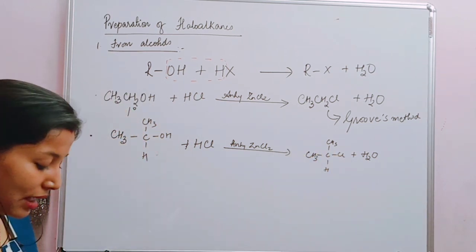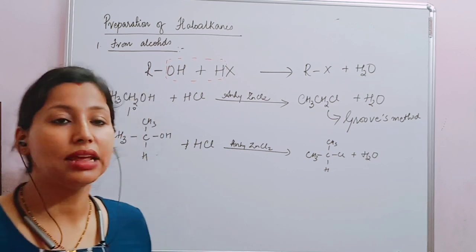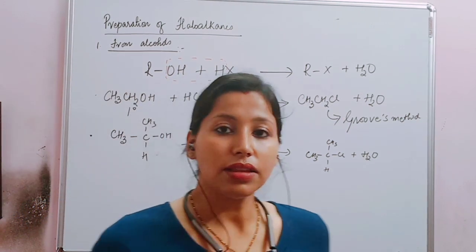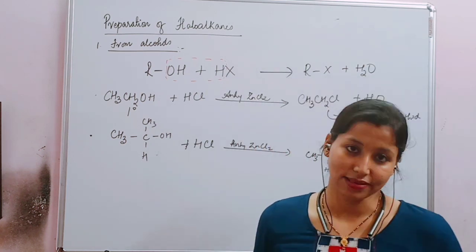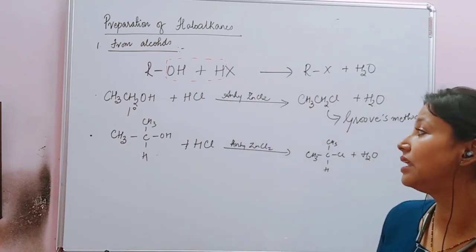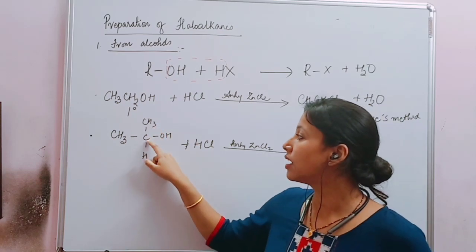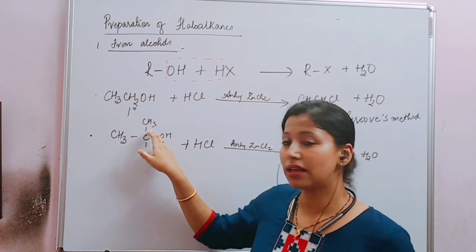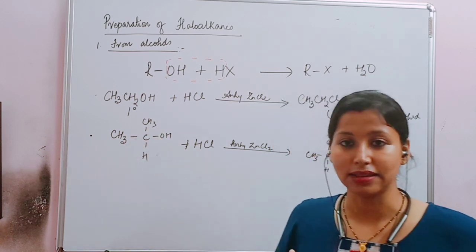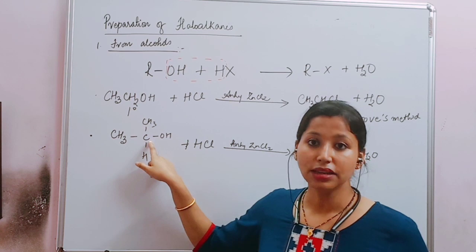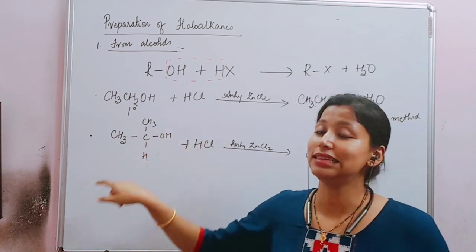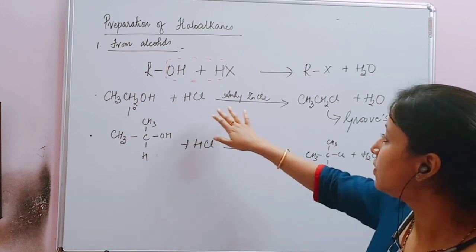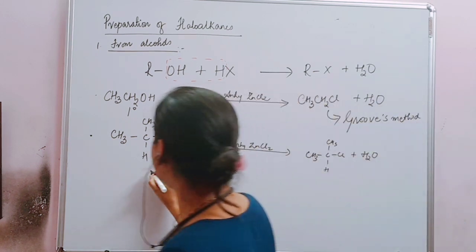Now you must understand the function of anhydrous ZnCl2 here. Anhydrous ZnCl2 acts as a Lewis acid and it will help in the cleavage of the carbon-oxygen bond. If it does so, then this will form a carbocation, which we will see in the mechanism next. It forms a carbocation to which your halide can easily attack and get the product. So this is about the primary and the secondary alcohols.